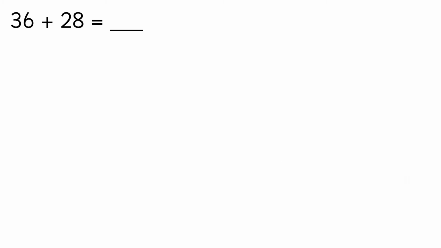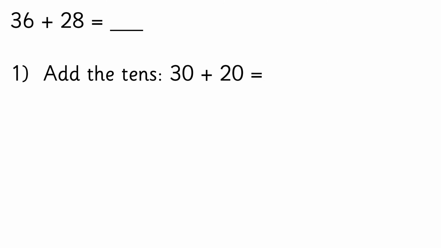So 36 add 28 equals what? Step 1 is add the tens. Just like yesterday, we're going to add the tens first. My tens are 30 and 20. And those are the tens because that's 3 lots of 10 and 2 lots of 10. Altogether, that makes how many tens? It makes 5 tens, or 50.